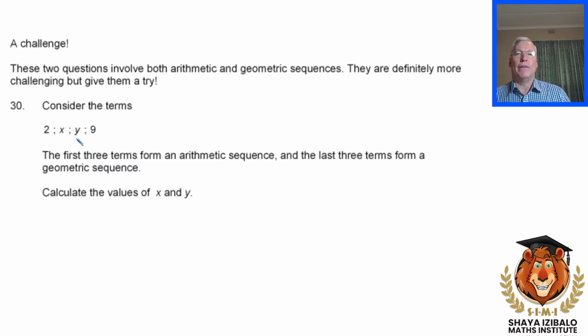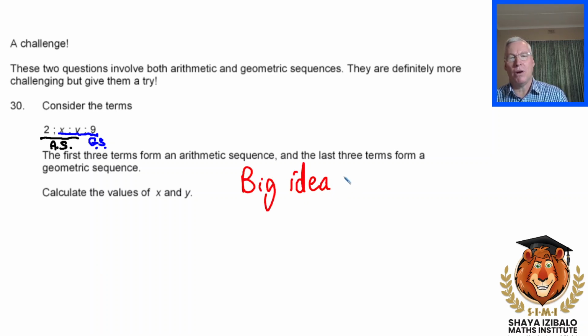Okay, so what it says, the first 3 terms form an arithmetic sequence. So those 3 are an arithmetic sequence. Okay, but the last 3 terms, these 3, form a geometric sequence. And the question asks us to find x and y. Now, big idea here. If we're trying to find 2 variables, can anyone remember what we often do? Absolutely, Impela. We try and find 2 equations and we try and solve them simultaneously.